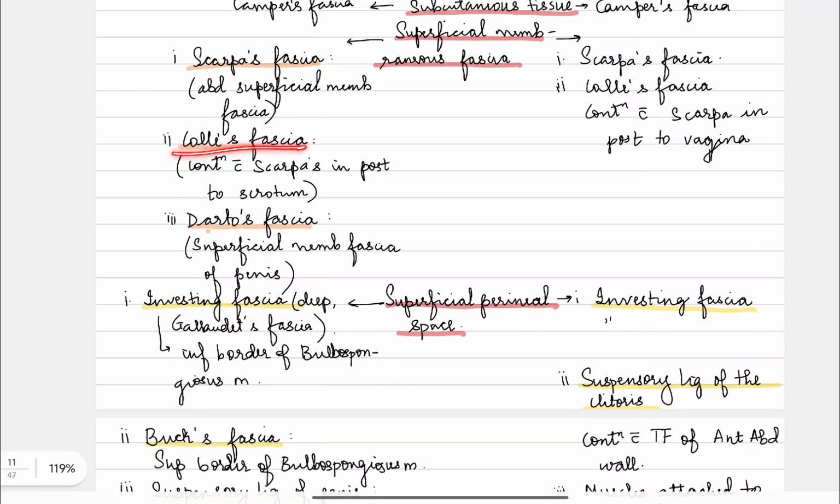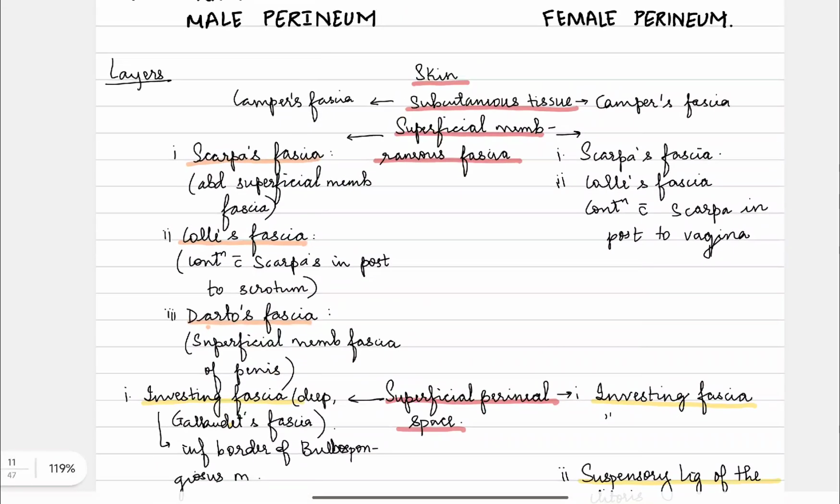Colles fascia is a continuation of Scarpa's fascia posterior to the scrotum, and Dartos fascia is the superficial membranous fascia of the penis. Now, in the superficial membranous fascia in males, there are Scarpa's fascia, Colles fascia and Dartos fascia. Scarpa's fascia is the abdominal superficial membranous fascia. Colles fascia is a continuation of Scarpa's fascia posterior to the scrotum, and Dartos is the superficial membranous fascia of the penis. In females, there are Scarpa's fascia and Colles fascia, and Colles fascia is a continuation of Scarpa's fascia posterior to the vagina.